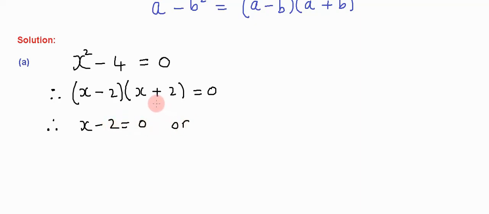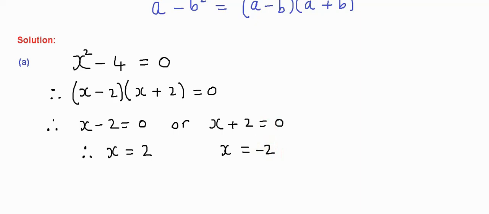Or the contents of the second set of brackets must be 0. Now we solve for x in each of these equations. So the negative 2 can go to the right-hand side, and we have x is equal to 2. And here the positive 2 can go to the right-hand side, and we have x is equal to negative 2.